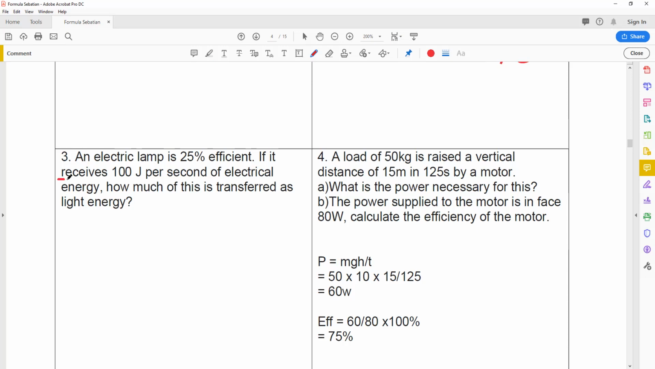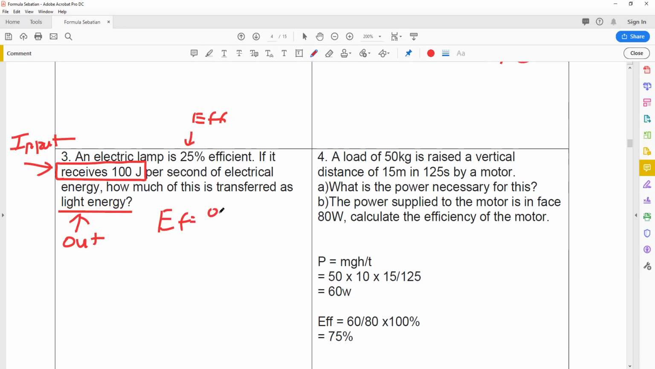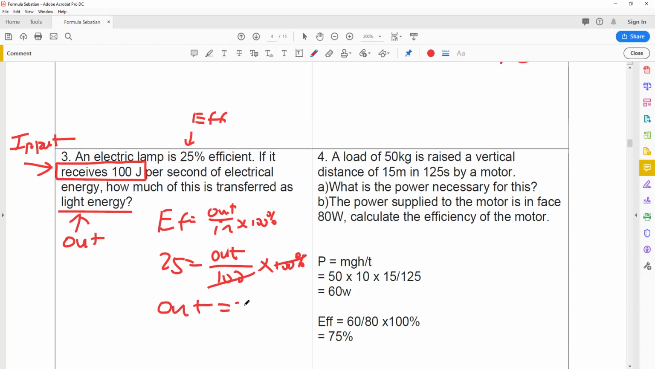Okay, that's wrong. Why? Because they said here that you receive 100 joules. If you receive 100 joules, it means to say by right, this should be the input, right? So if you think about it, this is the efficiency. And then you have input. You're asked how much is transferred as light energy. So by right, this should be your output. Right? So efficiency equals to output over input times 100%. You're supposed to get 25 is equals to out over 100 multiplied by 100%, which if you cut this, you're going to get an output of 25 joules. You understand what I'm talking about?